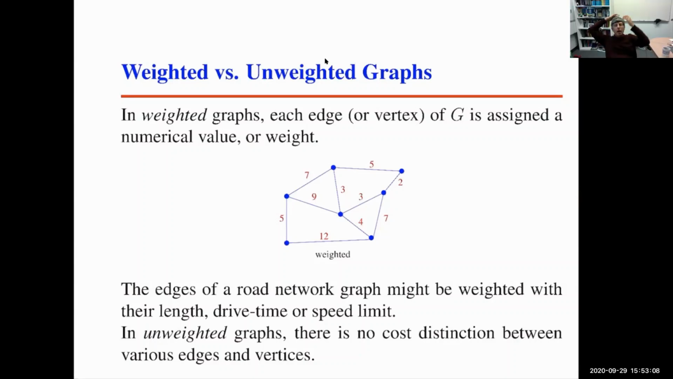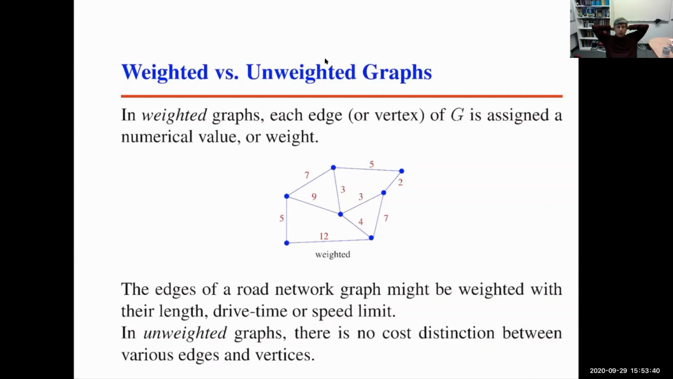It could naturally be weighted. What do the weights on a road network mean? The speed limit or the length of the road. Could be the speed limit. It could be the length of the road. It could be the travel time. It could also be, if you like scenic drives, a number that represents how beautiful the road is. That might be useful if you're trying to find the most scenic drive between two places.